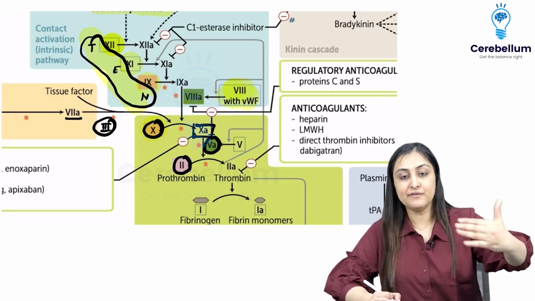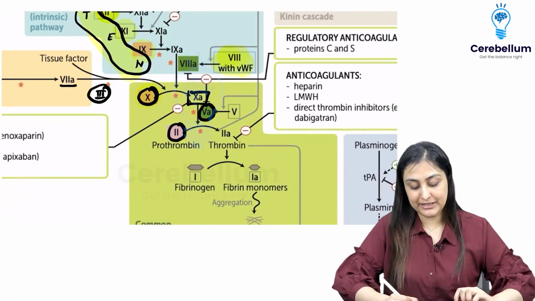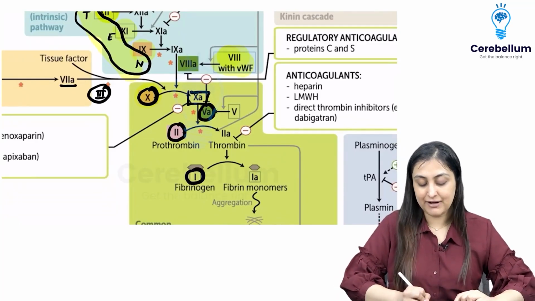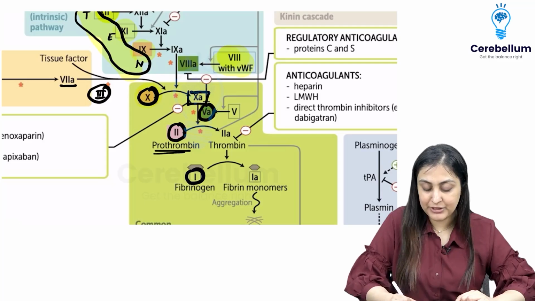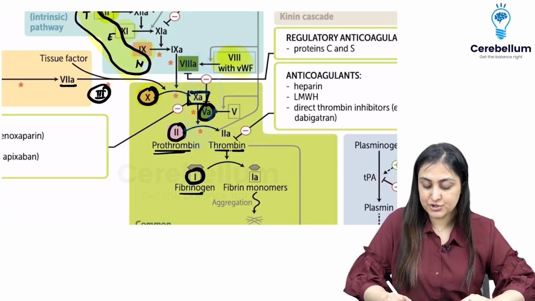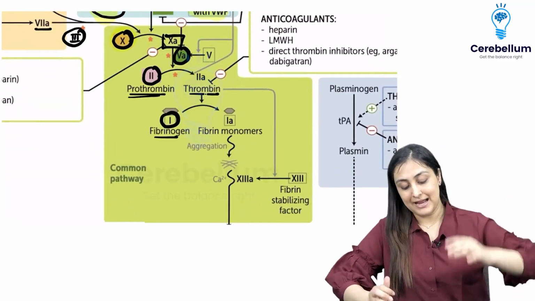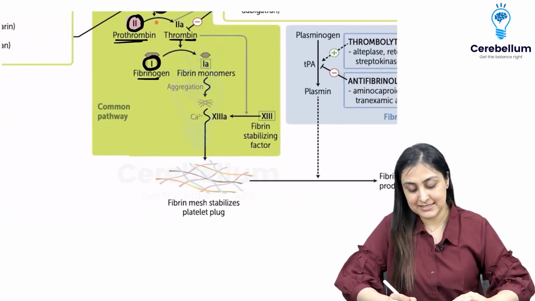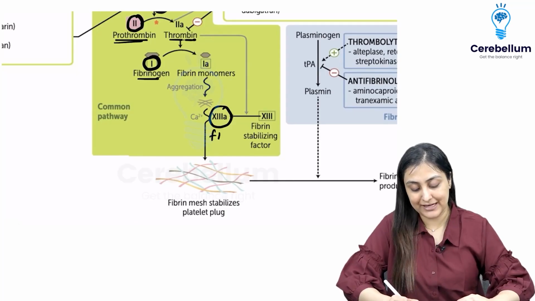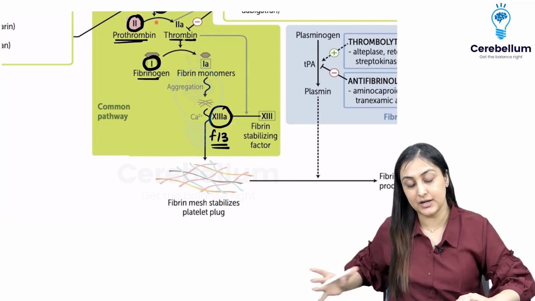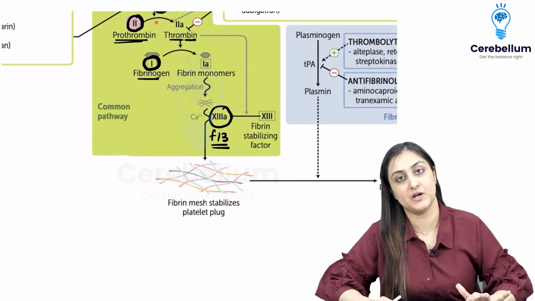So 10 to 5, 5 to 2 is what you remember, and 2 to 1. Factor 1 is fibrinogen, so prothrombin to thrombin happens, fibrinogen to fibrin monomers happen, and this is what is going to stabilize the platelet plug with the help of factor 13. So factor 13 comes in way after the platelet plug is formed.